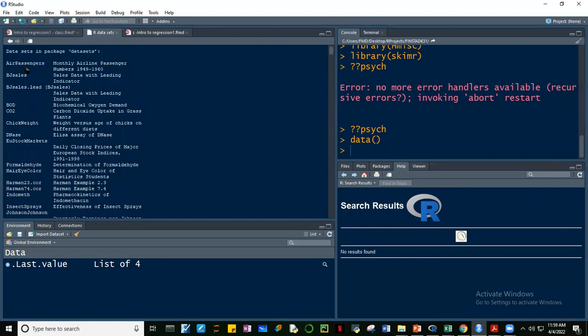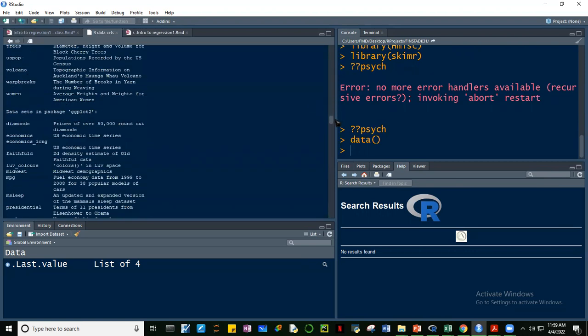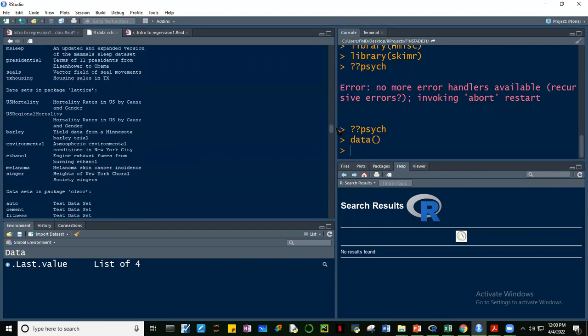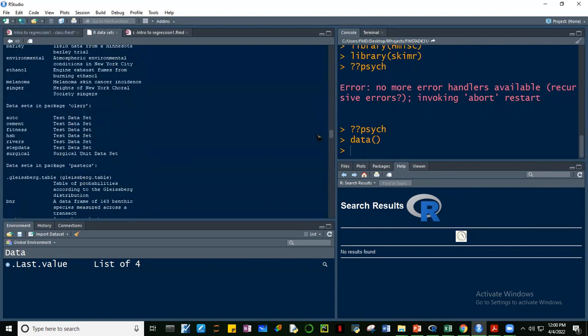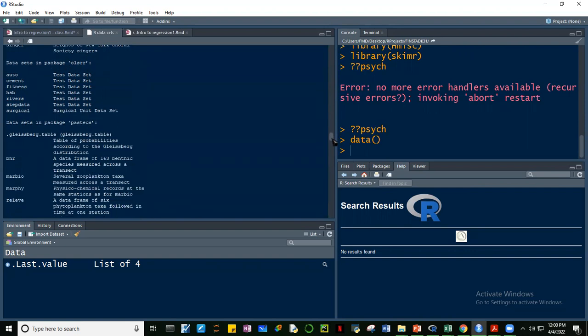This tells us the package. Okay, AirPassengers, this is the name of its data set. Sorry. This is from the datasets package, and this is the name of the data frame, AirPassengers. This is not the package. This is the data. It comes from the datasets package. There are so many datasets. This is olsrr, guys, which we will use. Datasets in package olsrr.